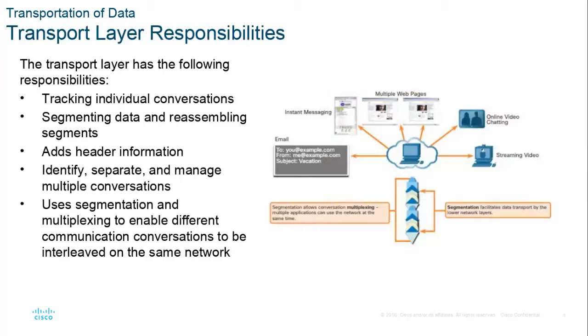So here are a lot of things that it does. It tracks individual conversations. In this graphic on the right, we've got a single PC that's doing streaming audio or streaming video, a video session. He's running multiple web pages, an instant messaging service, and email. This allows this one single computer, which only has one physical MAC address and one logical IP address, to run several different applications at the same time. We're going to add this layer 4 identification information by adding unique port numbers, and we're going to keep these conversations separate from each other. So individual conversations are tracked.